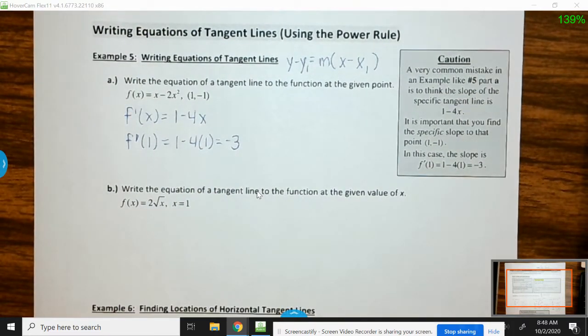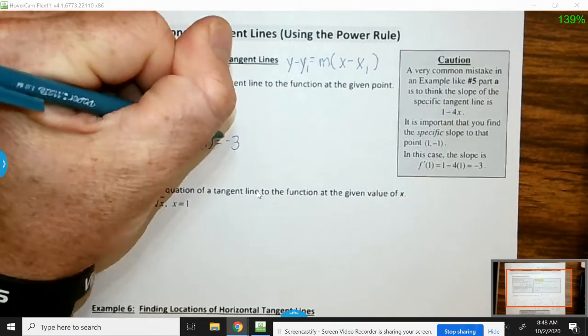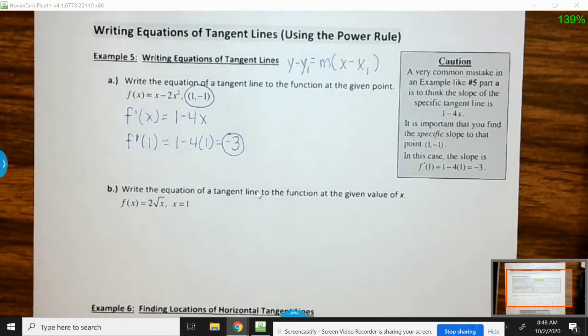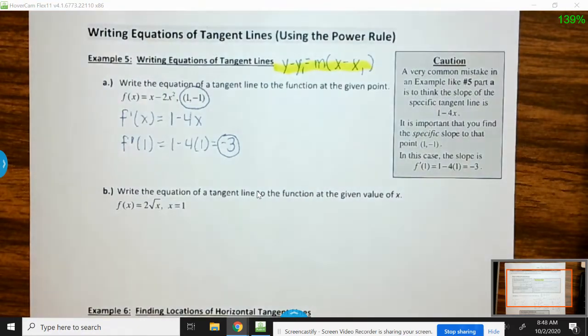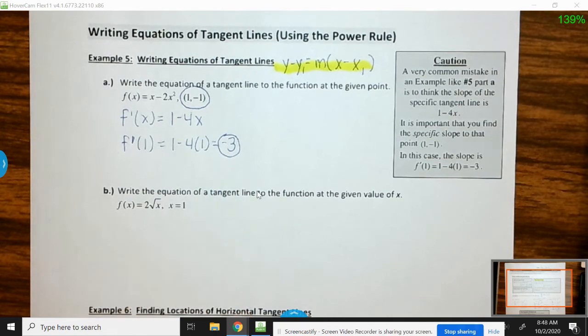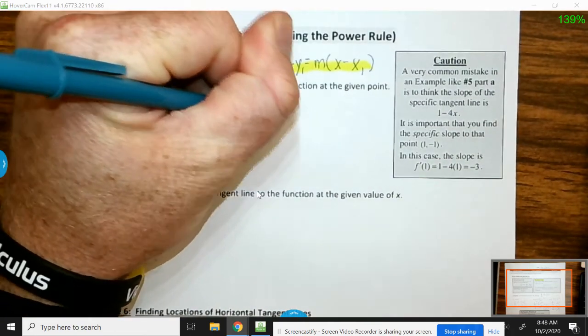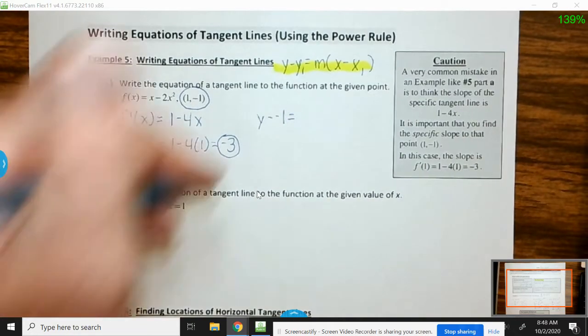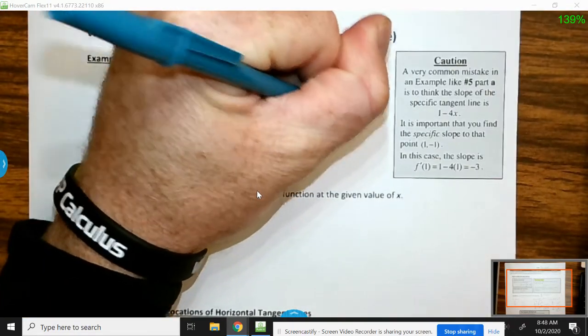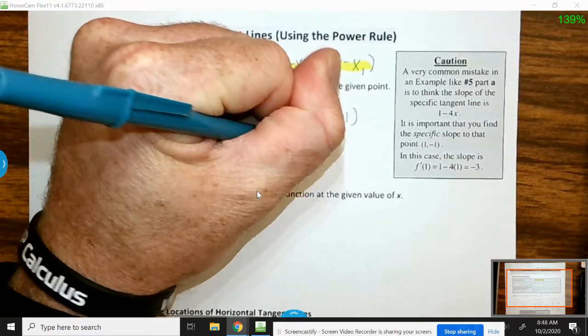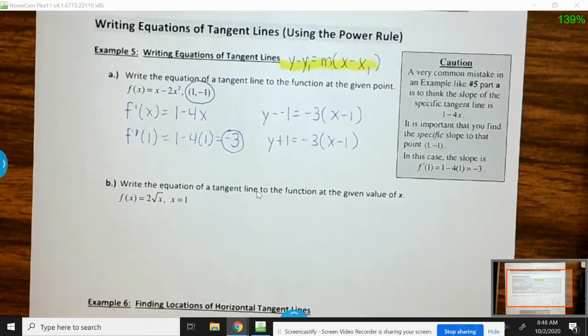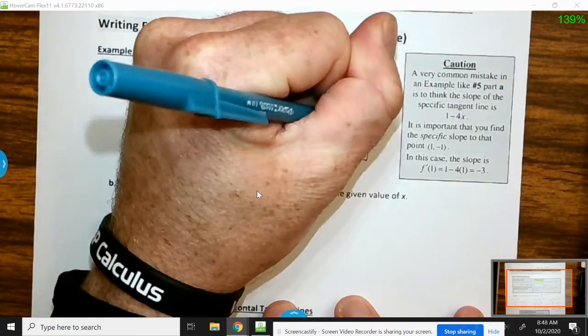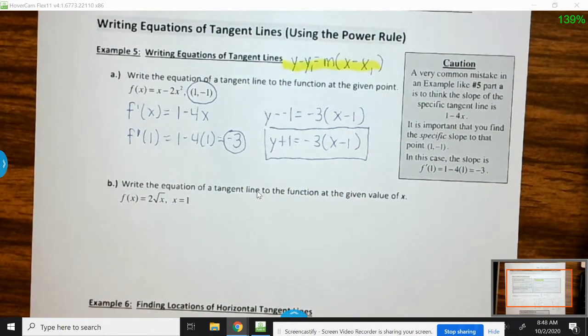Now I have everything I need to plug into the point slope formula, right? According to the point slope formula, my point is 1, negative 1. My slope at 1, negative 1 is negative 3. So my answer becomes y minus negative 1 equals negative 3 times x minus 1, or y plus 1 equals negative 3 quantity x minus 1. If you wanted to, you could write that in slope-intercept form, but point slope form is very common on the AP exam, and we can leave it like that.